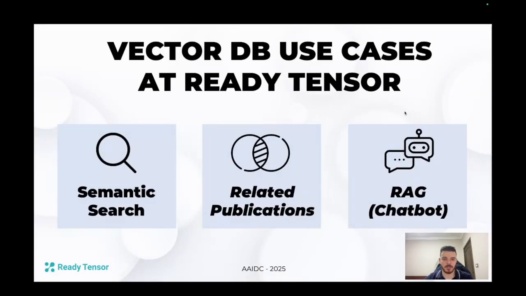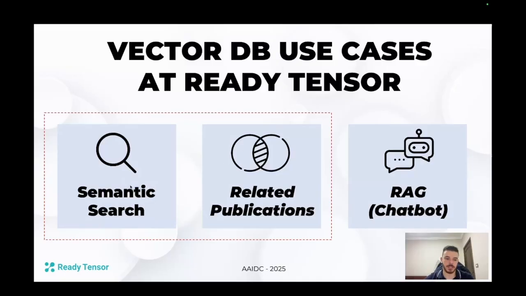So the most common use cases for vector DBs are semantic search, recommendation engines, and RAGs. We will be covering RAG later in the certification, but for the purpose of this video, we want to show a real production system that was implemented at Ready Tensor that uses the first two use cases, semantic search and recommendations. So the first use case, semantic search.